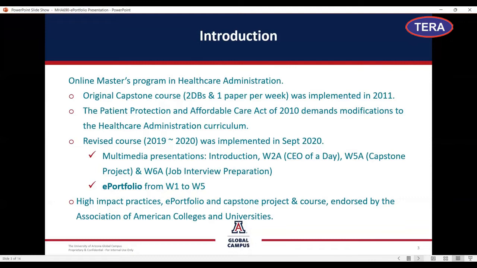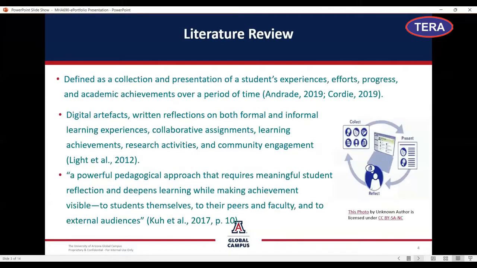This revised course has two high-impact practices, e-portfolio and Capstone project and course. The Association of American Colleges and Universities has endorsed and promoted high-impact practices. They are evidently robust interventions to advance students' success. What is e-portfolio? E-portfolio is one of the useful tools to evaluate students' learning.